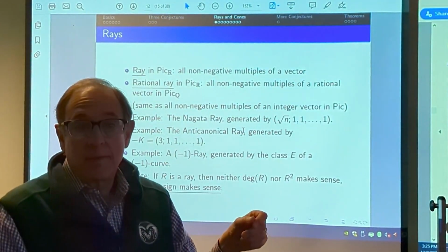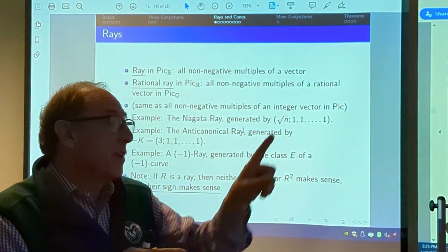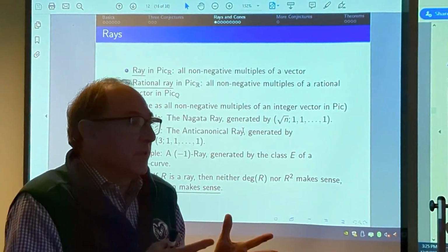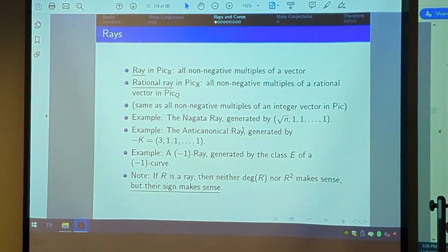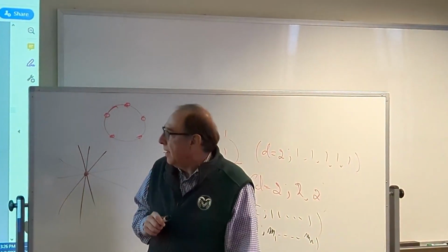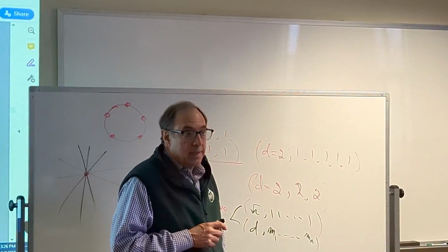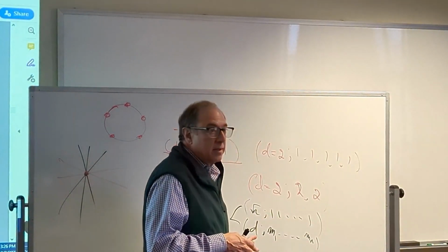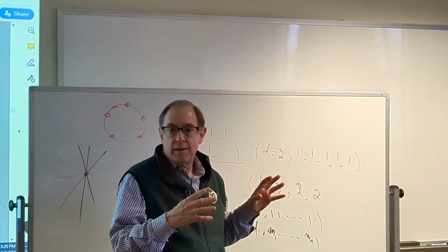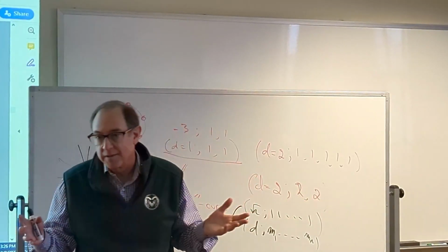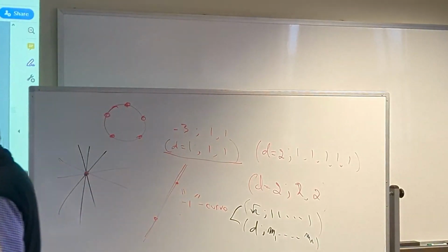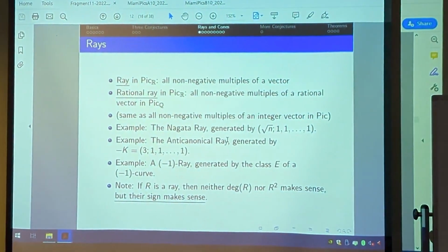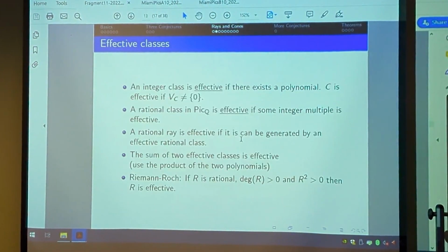Because it's all multiples. But the sign of the degree makes sense because it's all positive multiples. So if you have any positive multiple where you start, this quantity here is positive, you have a positive multiple of this, and it will have a positive number here still. So the sign of the degree being positive or not makes sense. And the square makes sense because again, if you take this and multiply it by a positive number, the self-intersection gets multiplied by that positive number squared, which is always positive. So its sign doesn't change either. So these quantities don't make sense for rays, but the sign makes sense, which is a useful remark.